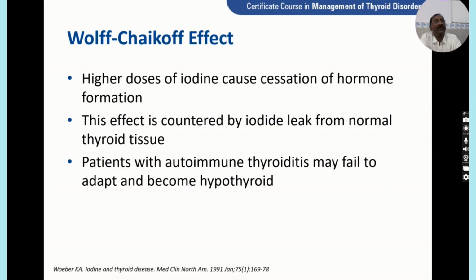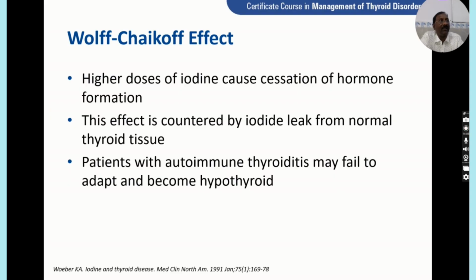The Wolff-Chaikoff effect. So what does it mean? A higher dose of iodine causes cessation of hormone formation. I told you that iodine is very essential for your T3 and T4 levels, including diiodothyroxine and monoiodothyroxine, etc. So iodine is very important here. A higher dose of iodine causes cessation of hormone formation. This effect is countered by the iodine leak from the normal thyroid tissue.